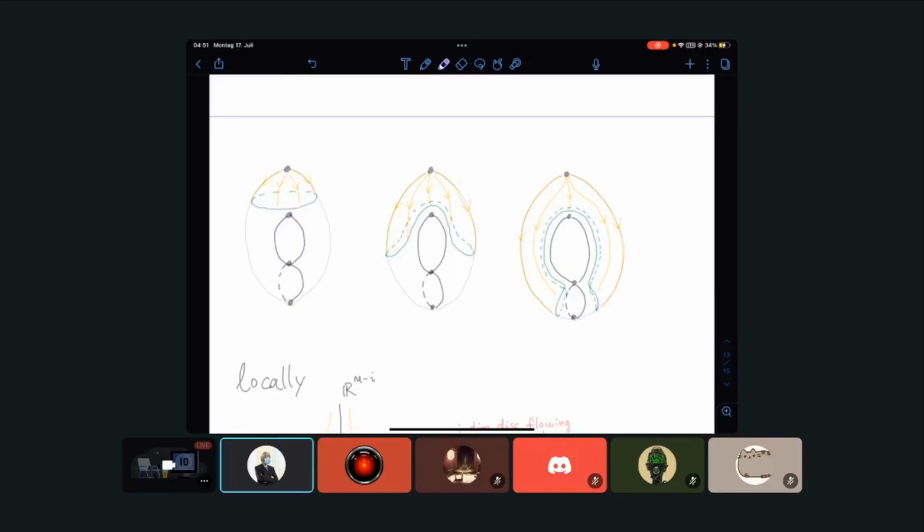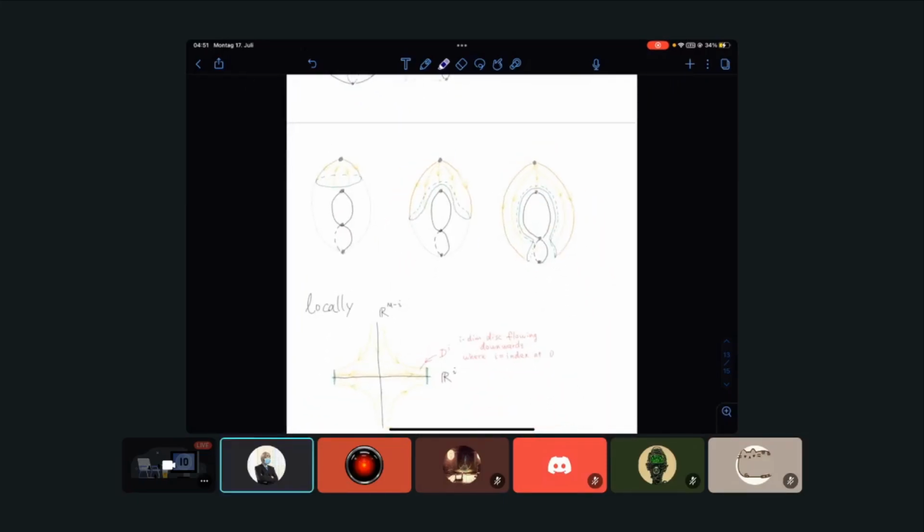So actually, the proper way to construct this is to do it iteratively. We first start with just vertices, zero-dimensional guys, and then we look at the flow.